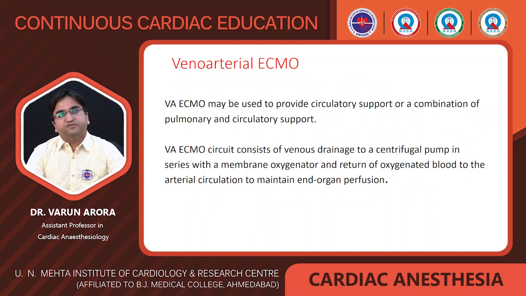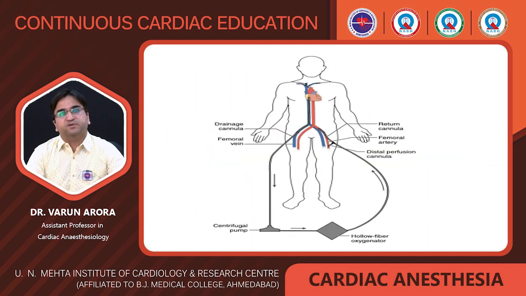Coming to veno-arterial ECMO, this can be used to provide circulatory support or a combination of pulmonary and circulatory support. The VA ECMO circuit consists of venous drainage to a centrifugal pump in series with a membrane oxygenator and return of oxygenated blood to the arterial circulation to maintain end organ perfusion.